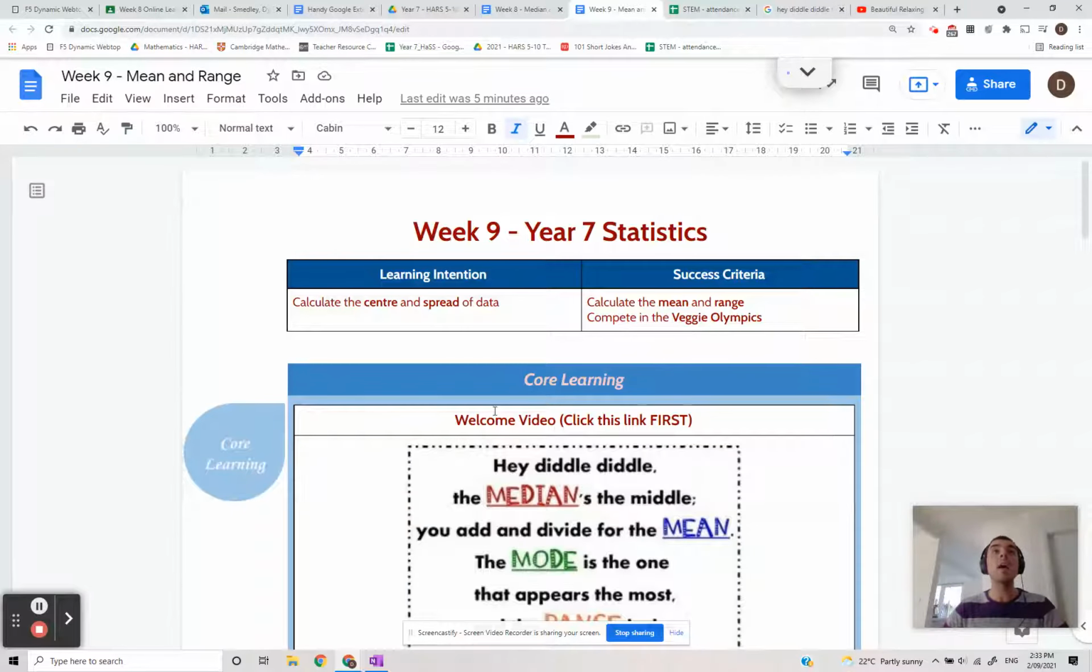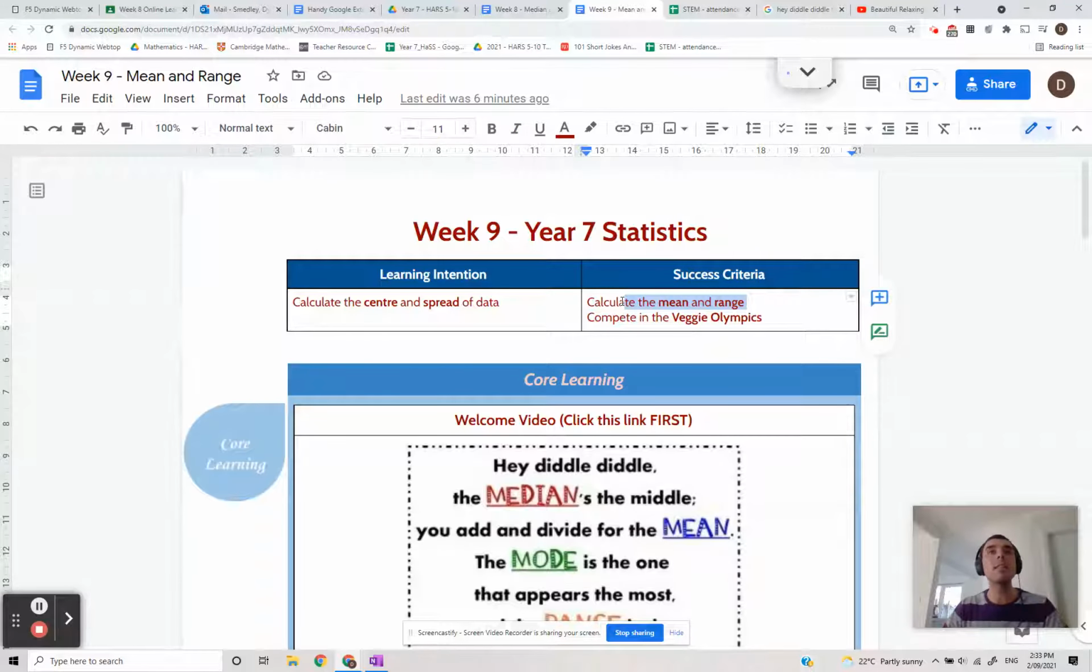So we are continuing our investigation into statistics, and this week our learning intention is to calculate the center and the spread of data. So what we mean by that is you're going to try and calculate what the typical score is, what's kind of in the middle of your data, and we're also going to calculate something called the range, which tells you how far your data is spread out. So if at the end of this week you can do these two things, if you can calculate the mean and calculate the range, then you've done your learning.